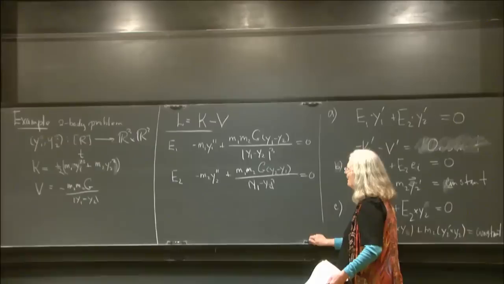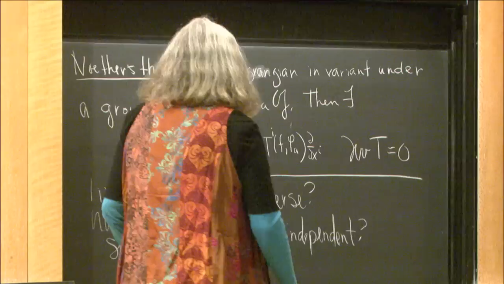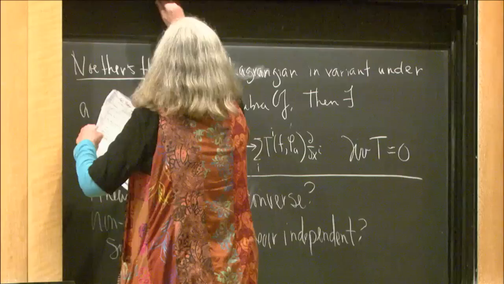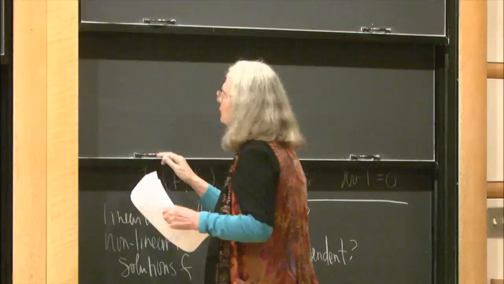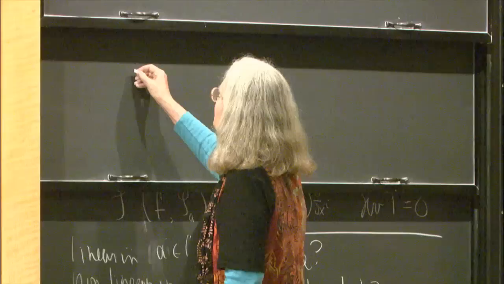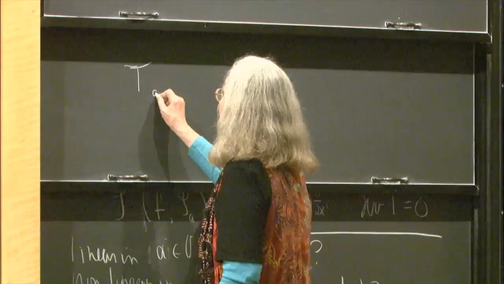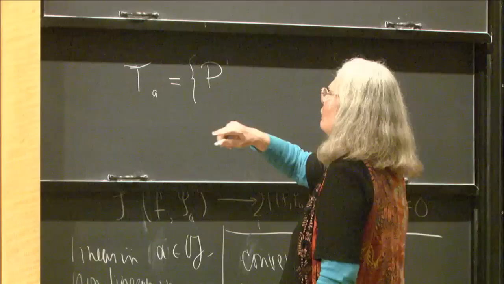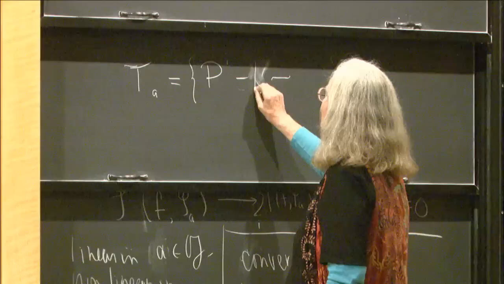Oh, sorry, I didn't write down yet what the formula was. Well, let's see, put that here. Sorry, I have to mess this up now. Okay, and what is the formula for this divergence-free vector field? The formula for the divergence-free vector field, which I'll call T of A, is this P that I wrote over there, minus the Lagrangian times the vector field.